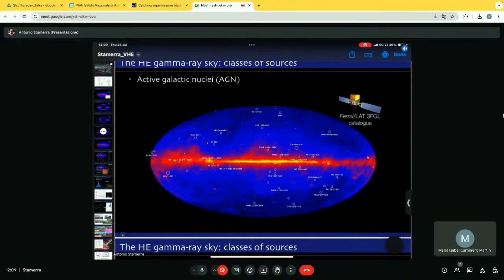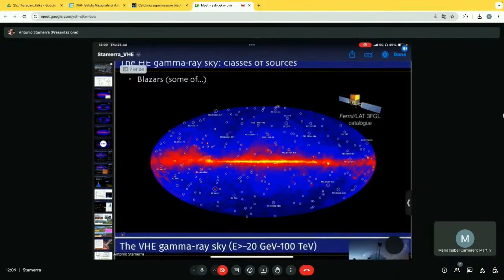If we look at which sources are represented in this gamma ray sky, and again, this is Fermi-LAT, and we are talking about 100 MeV up to something like 100 GeV energies. Here you see, for example, some AGN represented by this gamma ray emission, and the majority of the sources in high energy are blazars, which were discussed also yesterday in the afternoon session. This is the majority, something like a few thousand sources.